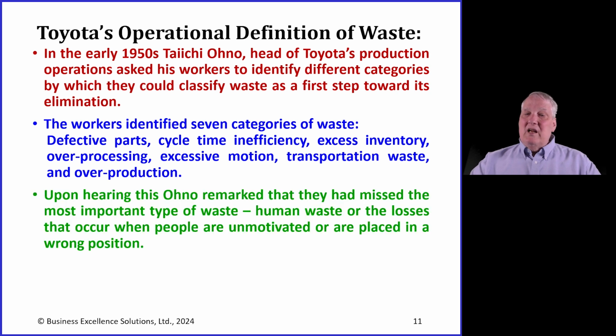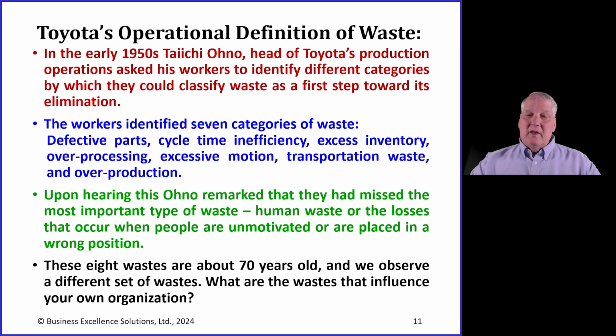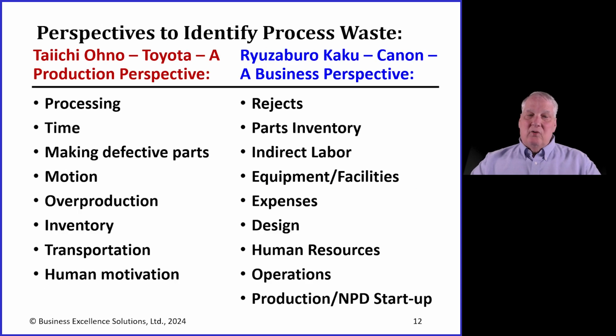However, Taiichi Ohno said that they miss the most important type of waste, human waste, or losses that occur because we have unmotivated people or people doing the wrong job. And therefore, we've lost the enthusiasm or the joy of work, and they don't care anymore. And so we've created a loss of enthusiasm among the workers. Now, those types of wastes are all 70 years old. And when we start taking a look at, we can observe different wastes in other organizations. So Toyota has their 8 wastes here.